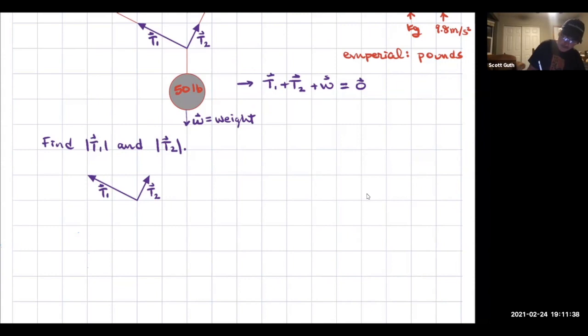And I think I'll put my magnitudes up here. So this would be the magnitude of T1 here. And maybe I should make this larger. So I'm going to scale this up a bit. Okay, and then maybe some reference angles. So how about if we do this?